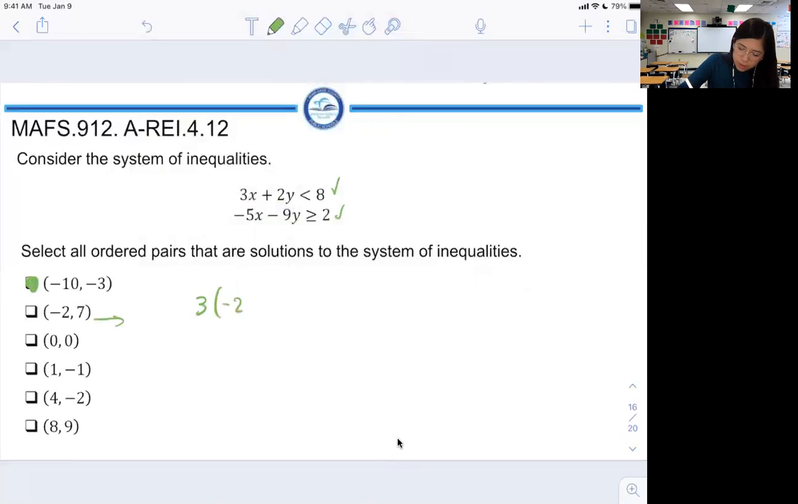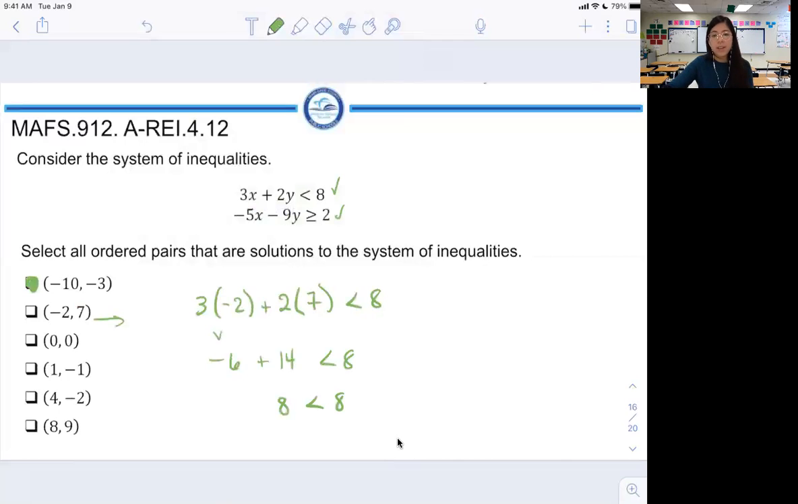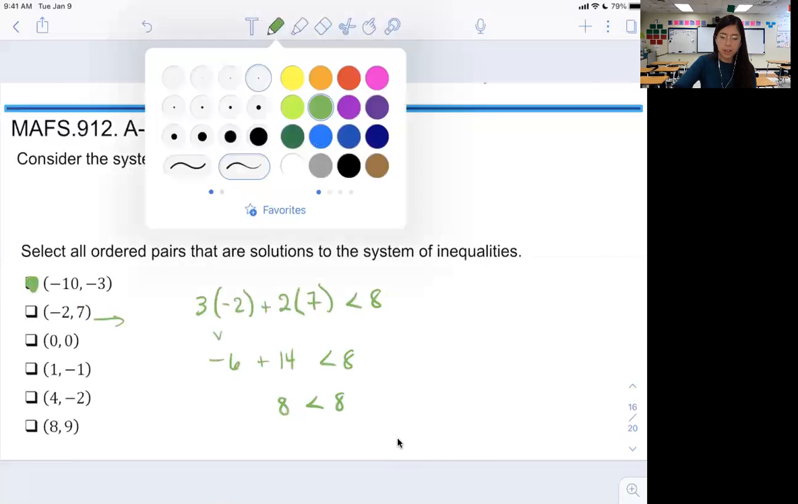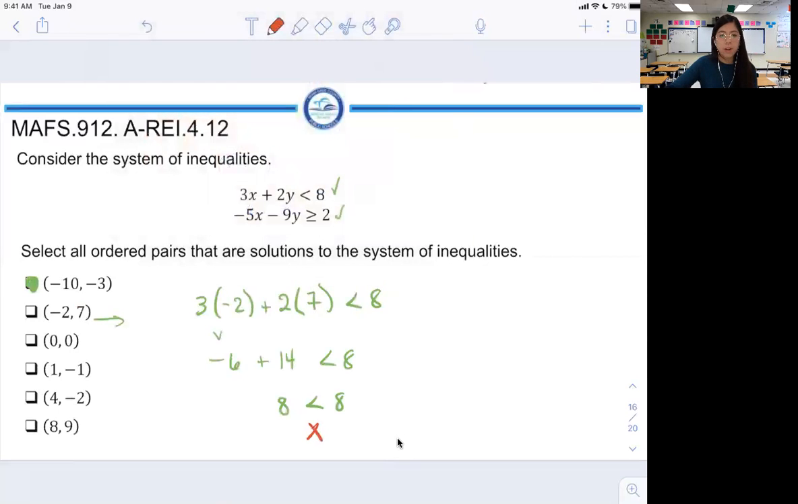3 times negative 2 plus 2 times 7 less than 8. 3 times negative 2 is negative 6. Negative 6 plus 14, that's going to be 8. 8 is not less than 8. 8 is equal to 8, but 8 is not less. So this does not work. I can automatically cross that one out.